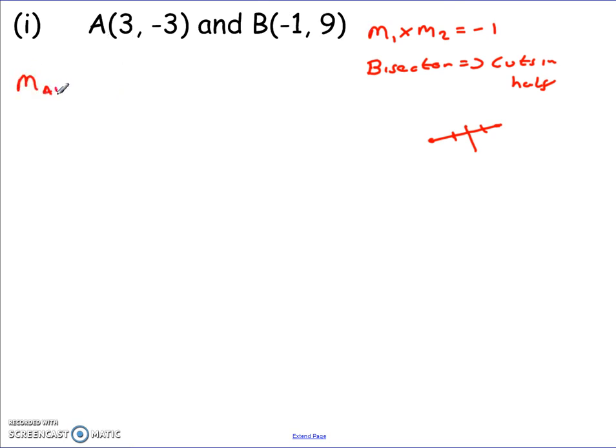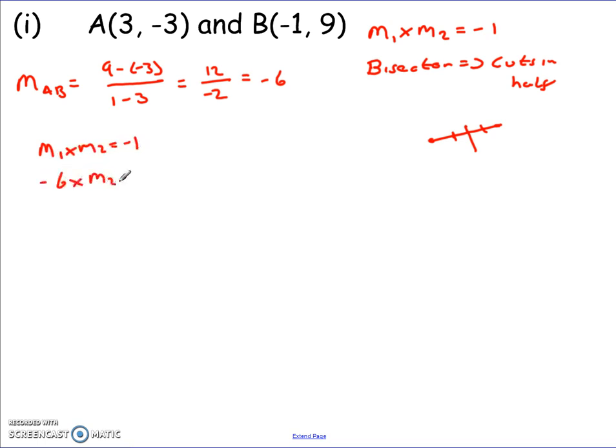So let's start with the gradient of AB. We know the gradient of AB is (9 take away -3) over (-1 take away 3). 9 minus -3 is the same as 9 plus 3, which is 12. -1 take away 3 is -4. So my gradient there is -3. That's the gradient of AB. What I need to remember is that m1 times m2 is equal to -1. So -3 times the gradient of my perpendicular bisector is equal to -1. So from that I get that my perpendicular bisector has a gradient of 1/3. Excellent. Now I just need a point on the line, which is the midpoint.